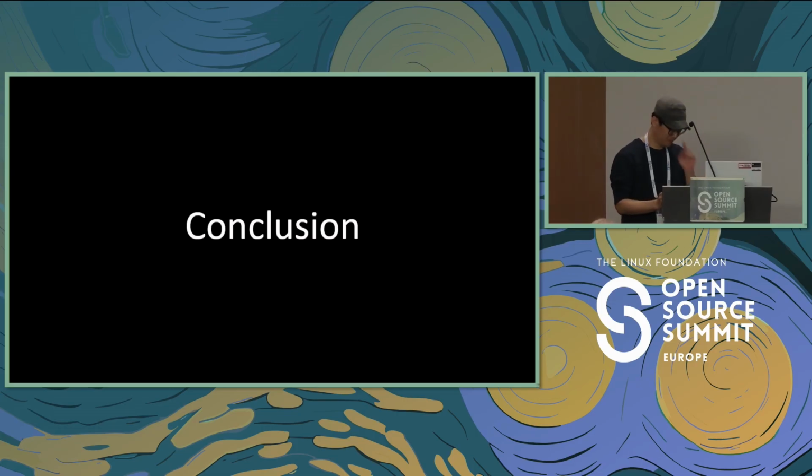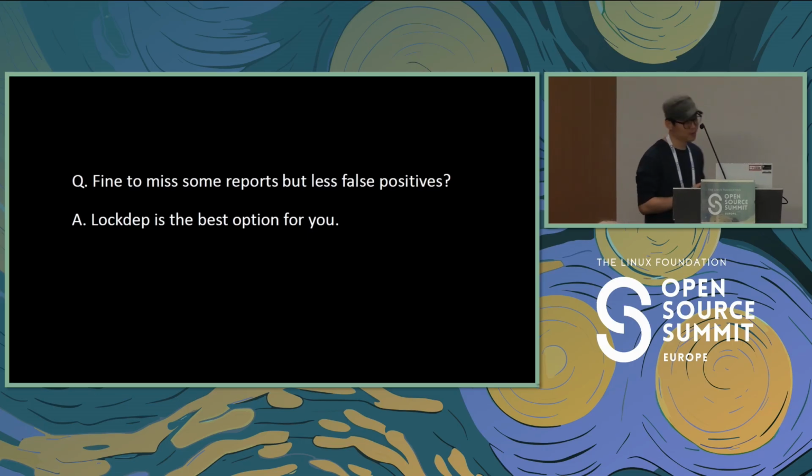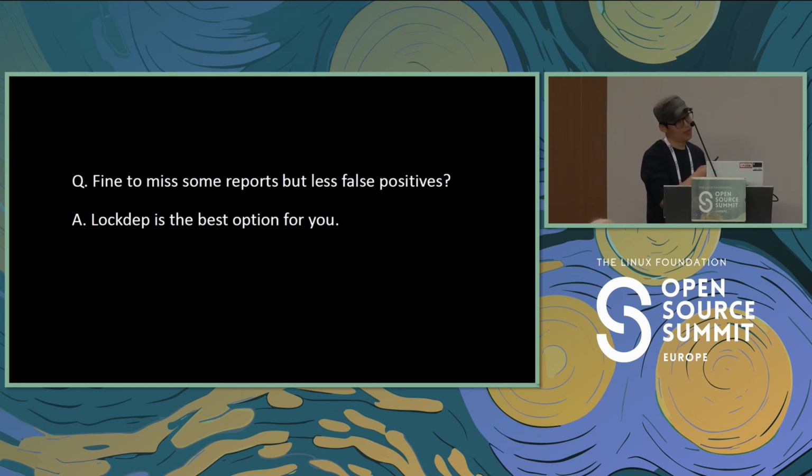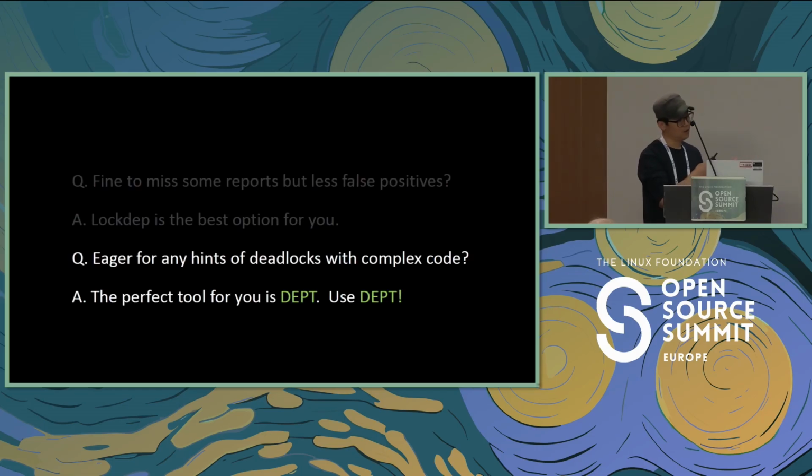Let me conclude. If you are fine to miss some reports, but want fewer false positives, because as you already know, as for Lockdep, the effort to remove false positives has been done for about 20 years, so there are fewer false positives about typical lock mechanisms. But as for general ways, it was never done before. So once using DEPT, you can see many false positives from that. So in this case, Lockdep is the best option for you. But if you're eager for any hints of deadlocks with complex code, I think the perfect tool for you is DEPT. This is what I want to say.